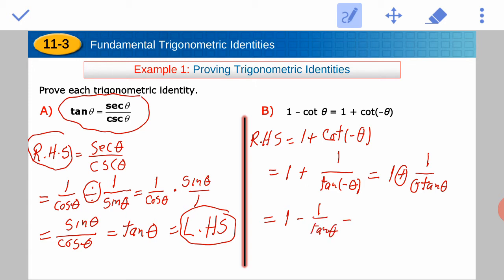Let me bring tan theta back to its origin. So it's going to be 1 minus, what is the reciprocal of tan, guys? The reciprocal identity of tan is cotangent. So this is 1 minus cotangent theta. This is exactly the left hand side. So guys, did you notice I started with the right hand side and I ended with the left hand side? So I have proved this identity true for all theta values.